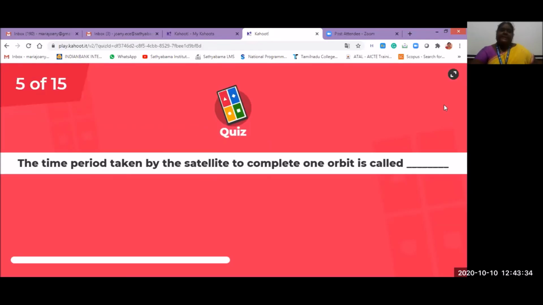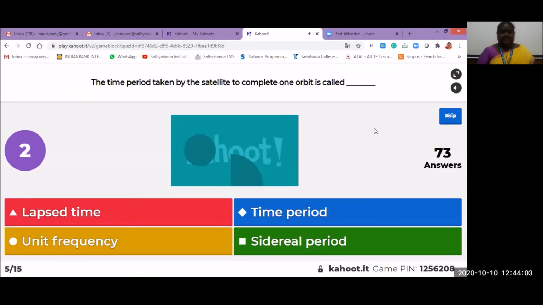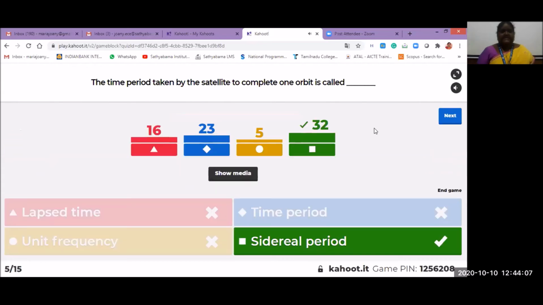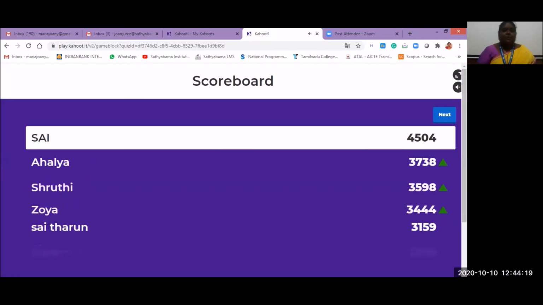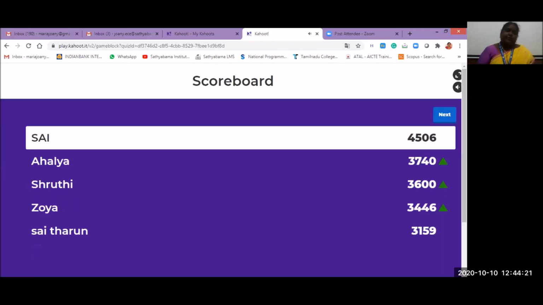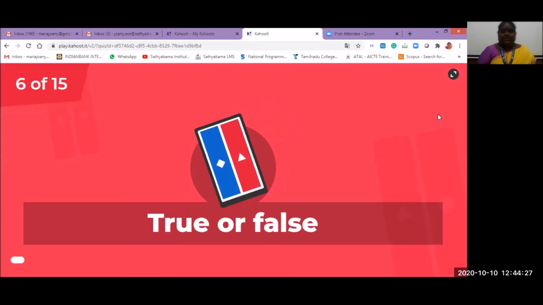The time period taken by the satellite to complete one orbit is called to be sidereal period. Very good. So it is going to be the important terminology when you talk about the period of the satellite. Okay, sidereal period. Now let us see the scoreboard. It is Sai followed by Ahalya and Shruti. This time girls are being the topper here.